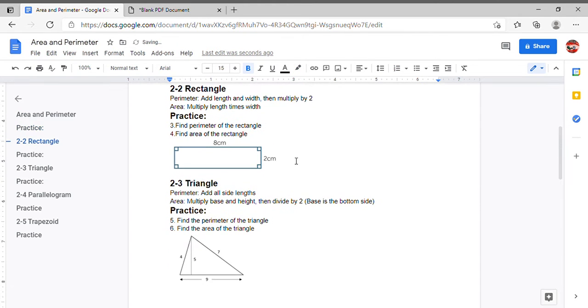Now into a rectangle. To find the perimeter of a rectangle, you're going to add the length and width, then multiply by 2. And for the area, you're going to multiply the length times the width. So one of the sides is the length and the other side is the width. So you're just going to multiply them for the area, and add them and multiply by 2 for the perimeter.